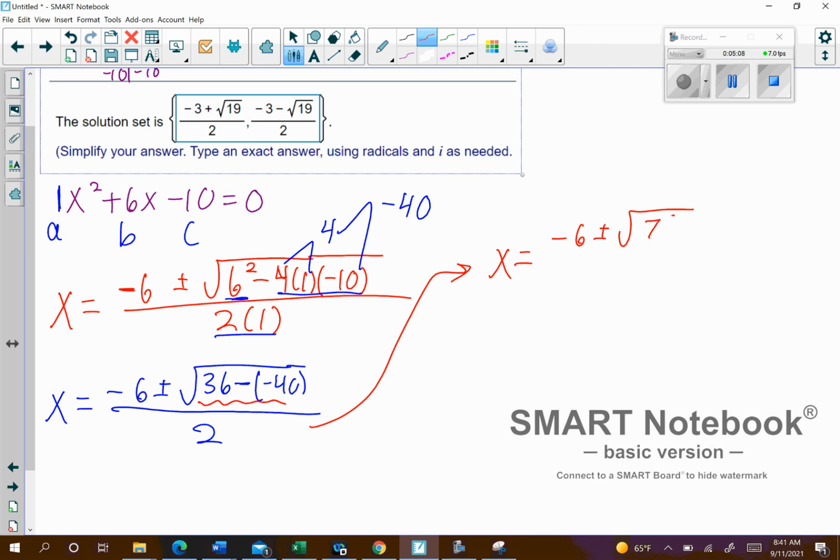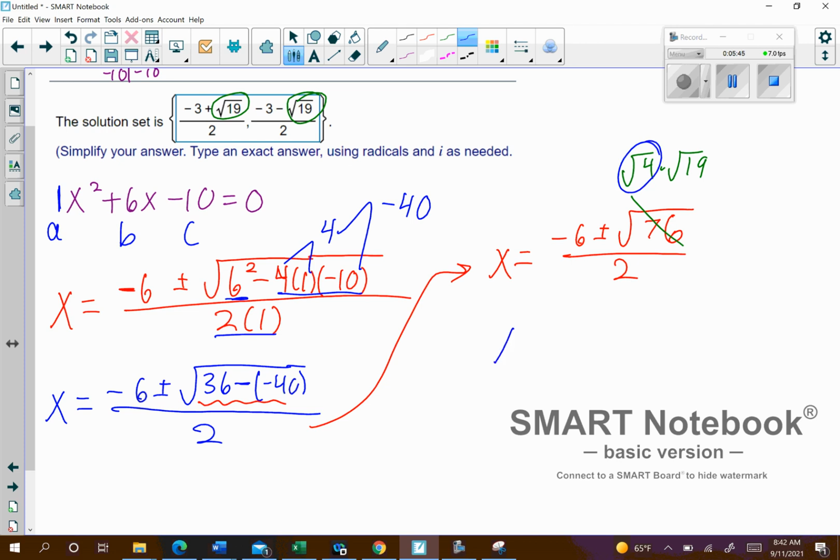There we go. Sorry, my pen. All right. So then 76. You've got to figure out what we can break that up into. It looks like it's going to be 4 and 19. And it looks like that's what you probably did because you have the square root of 19 on your answers. So we're going to break that up into the square root of 4 times the square root of 19. And it looks like the answer you have, well, okay, it's very close. So we're going to go ahead and square root that 4. So we're going to get x equals negative 6 plus or minus 2 square root of 19 all over 2.